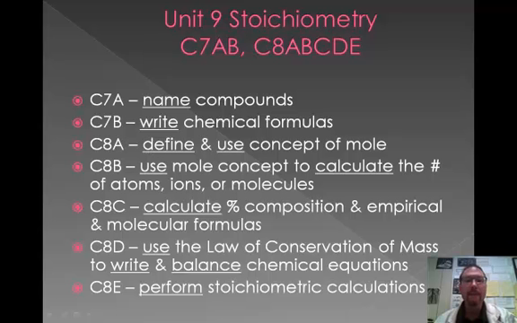Okay, this is chemistry. We're looking at Unit 9, Stoichiometry. We're going to be spending some time in all of these various objectives. C7a, you're going to name compounds. C7b, you're going to write chemical formulas. C8a, you're going to define and use the concept of the mole. C8b, you're going to use the mole concept to calculate the number of atoms, ions, or molecules.